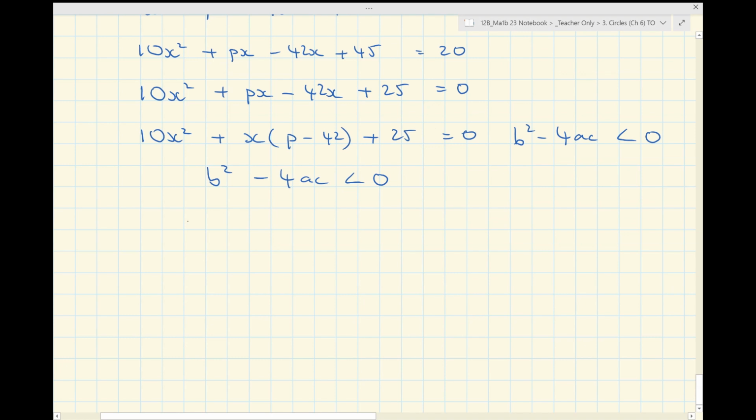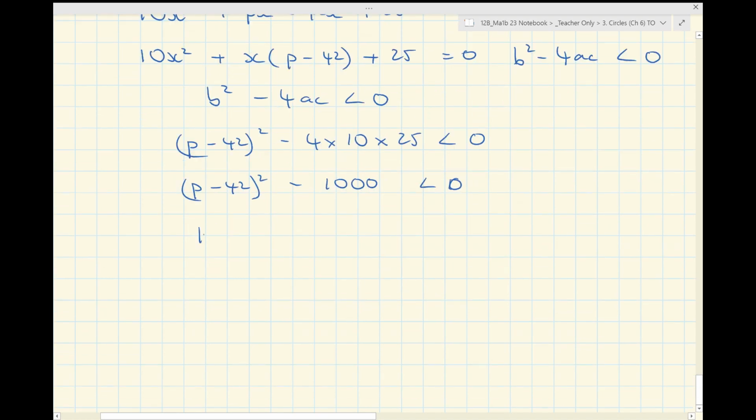So b squared would be (p minus 42) squared minus 4 times 10 times 25, and I need that to be less than 0. That means that (p minus 42) squared minus, that's 1,000 by the way, has to be less than 0. So that means that (p minus 42) squared has got to be less than 1,000.